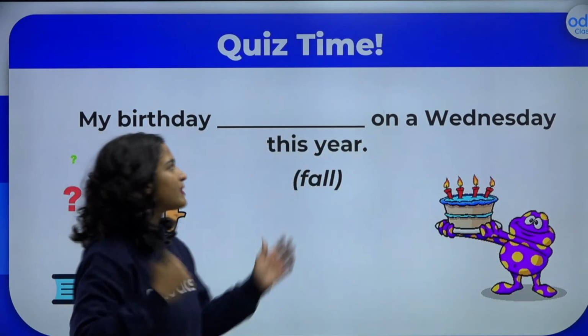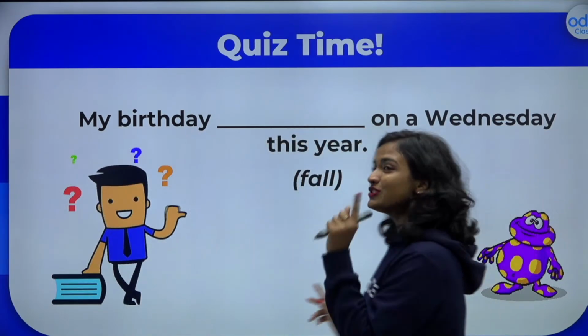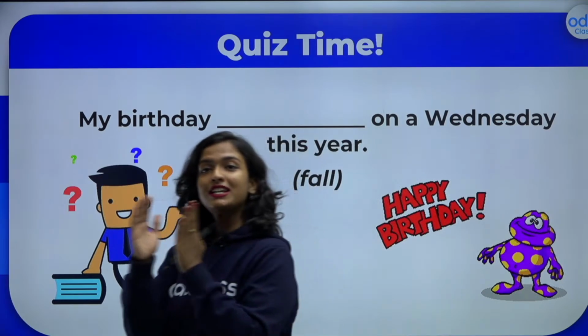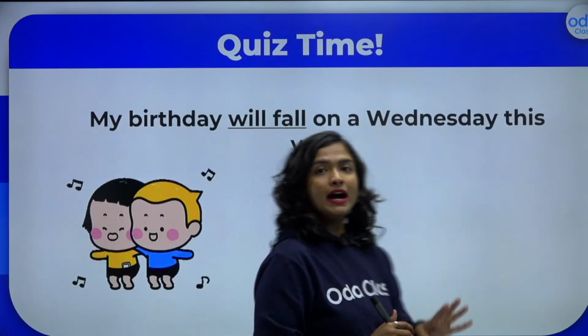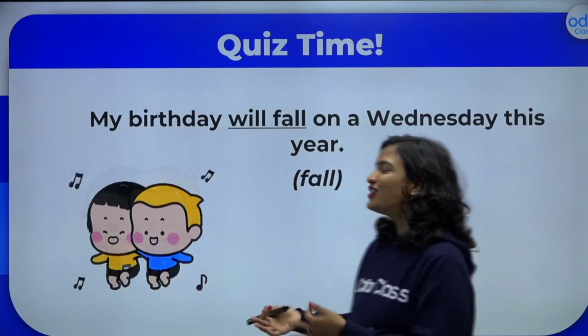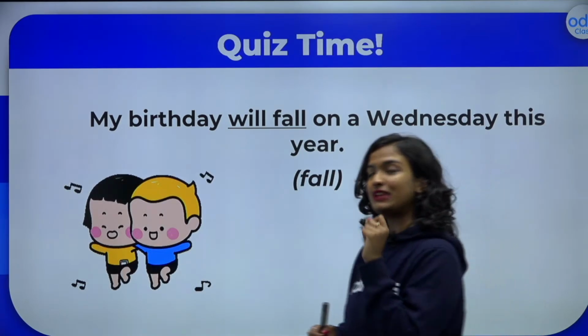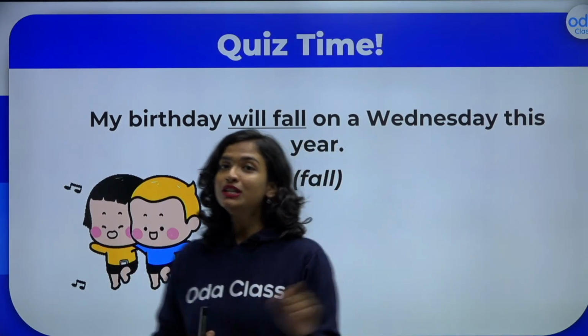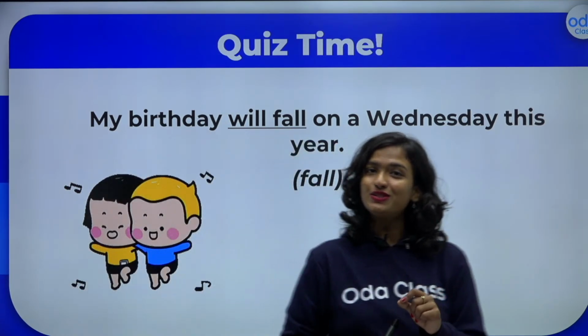My birthday blank on a Wednesday this year. So we use, remember students, our subject, shall or will, followed by our verb. So we say, my birthday will fall on a Wednesday this year. Students, remember our rules, right? They will really help you out throughout the quizzes in today's class. So I hope that you are all making notes of these rules.